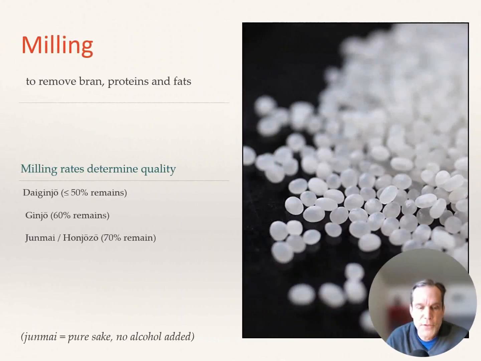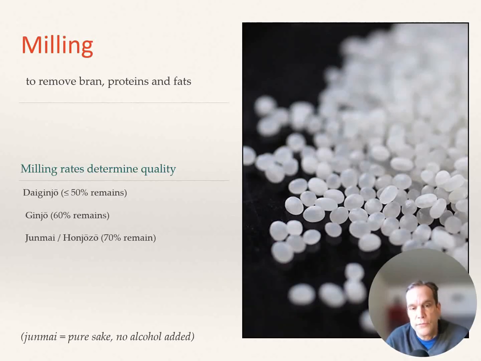So the process of milling. This is the very important process of removing the rice bran and then the outer coats of the rice to get rid of the bran and the fats and the proteins that'll affect the taste. And the idea here is to get to that lovely starchy center.